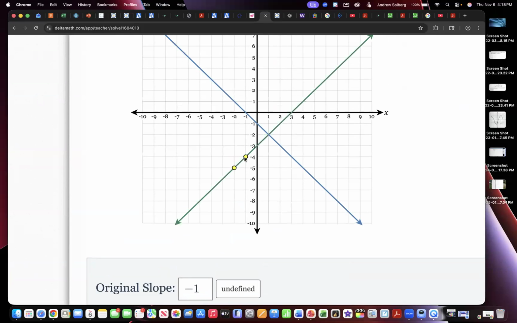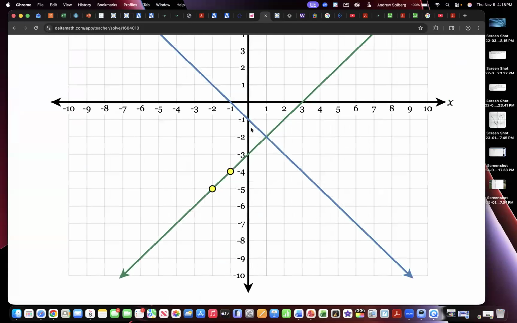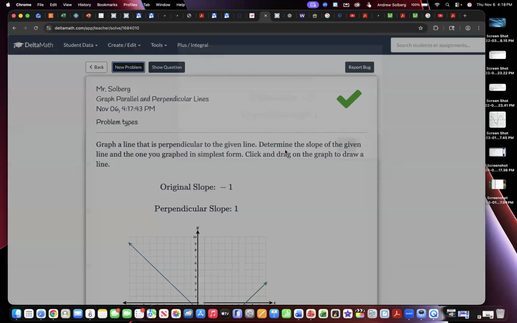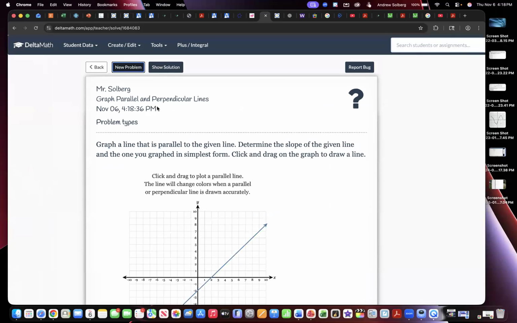As long as I go up 1 over 1, so positive slope up 1 over 1, you can see we have that perfect right angle there. Okay, you can start anywhere, just go up 1 over 1, and you should see that perfect right angle there.